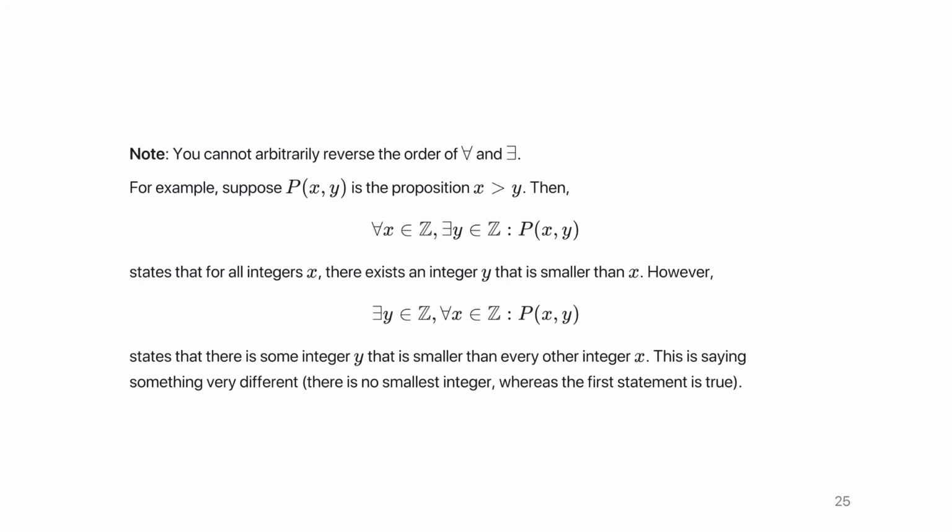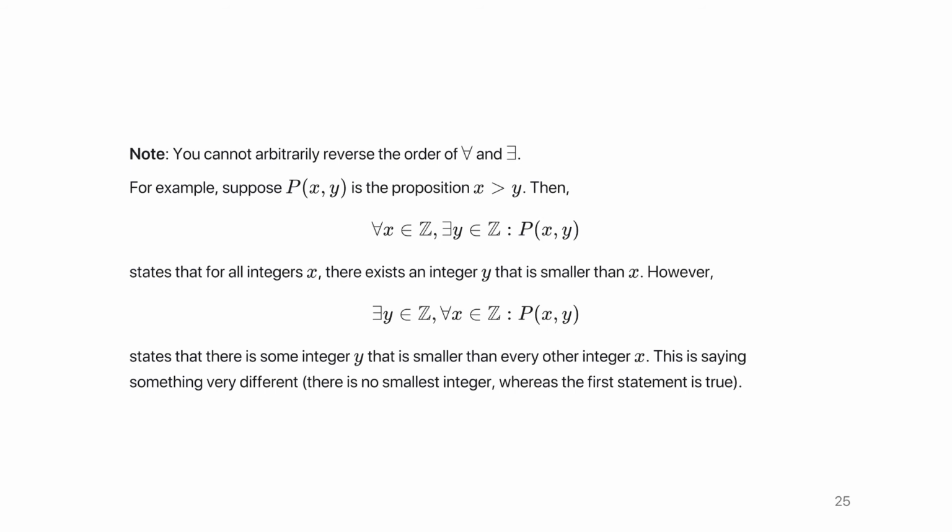Cool. And one more quick note. You can't arbitrarily reverse the order of for alls and there exists. Okay? So for example, suppose p of xy is the proposition that x is greater than y. So it's true if x is greater than y, not true if that's not the case. The first sentence that I've written, for all integers x, there exists some y such that p of xy, says that for all integers x, there's some integer y that's smaller than x. Well, that's true because there's no smallest integer. If I pick my x, I can always find some other integer that's smaller than it. Does that sort of make sense? Give me any integer, I can find one that's smaller.